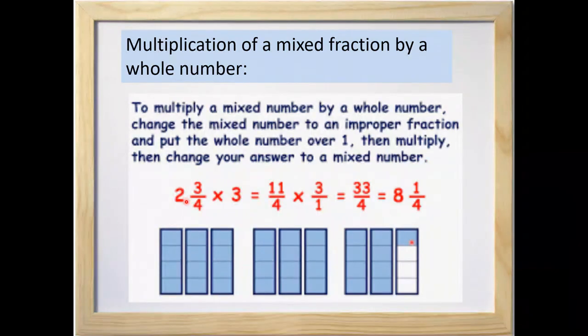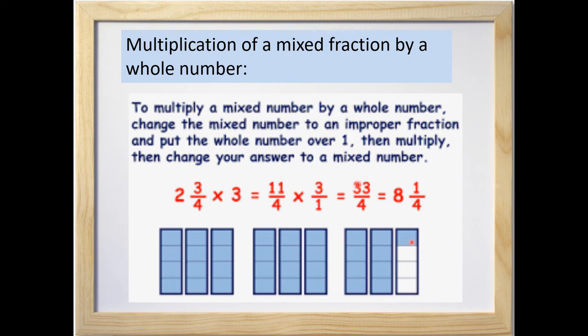See here, this mixed fraction is having two wholes here. So 2 is multiplied by 3. So we are having 6 wholes here. Now the fractional part 3 by 4 is multiplied by 3, and we are getting again 2 wholes and 1/4 part. So altogether, how many parts are shaded here? There are 33 parts which are shaded out of 36 parts.